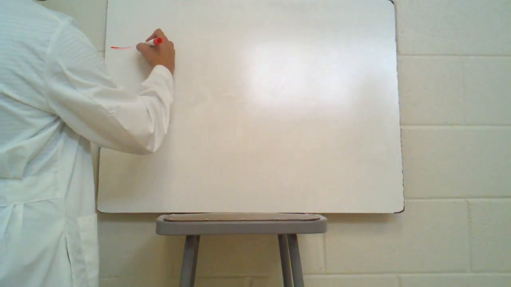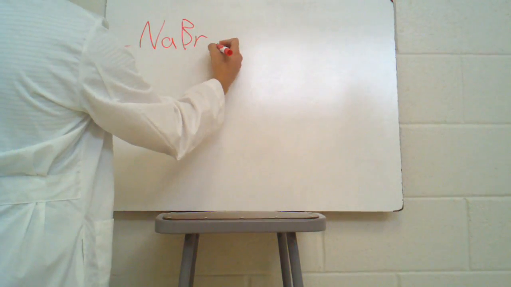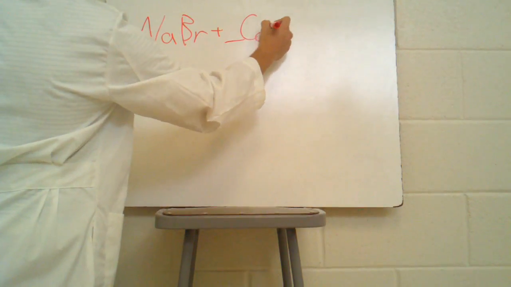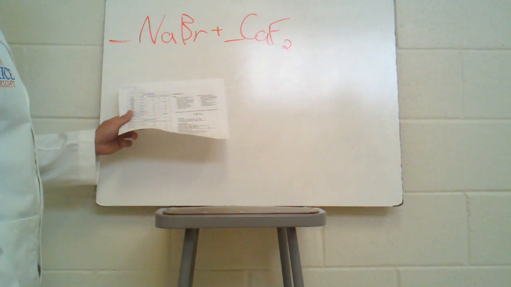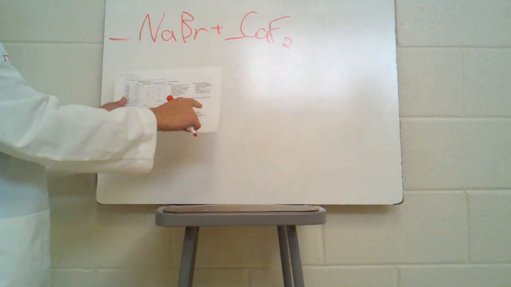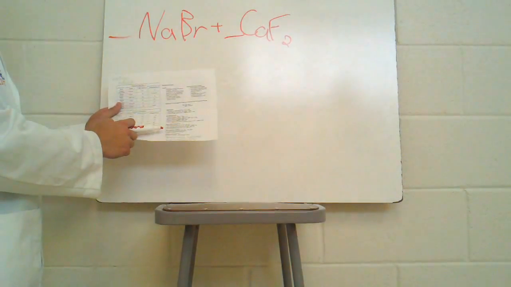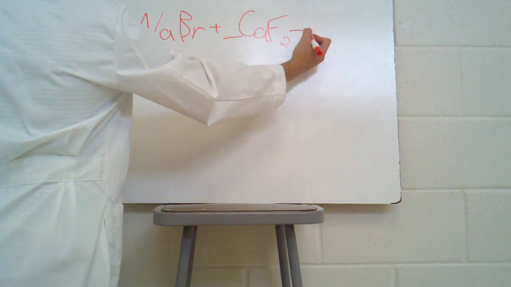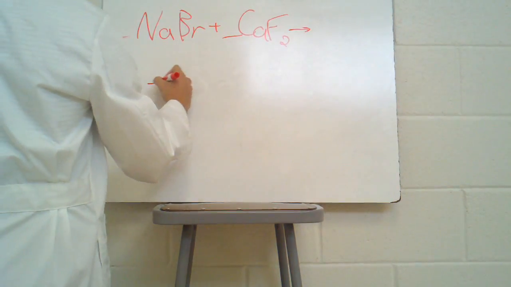Now we will predict an equation. First we'll start off with our double replacement reaction between sodium bromide and calcium fluoride. Alright, when you're predicting an equation, you look at your sheet for guidelines for predicting the products of selected types of chemical reactions. You go down, see it's a double replacement reaction, and you match it up with the type of double replacement reaction.